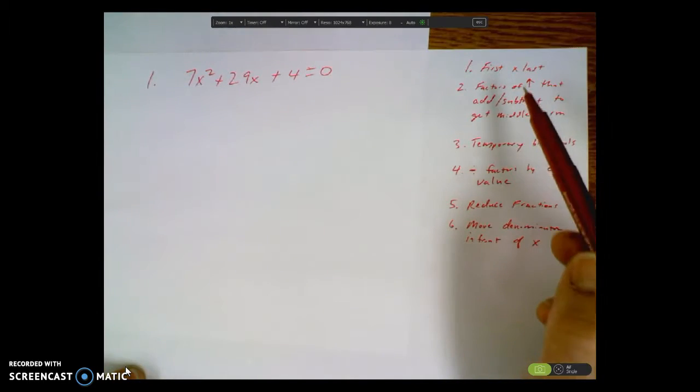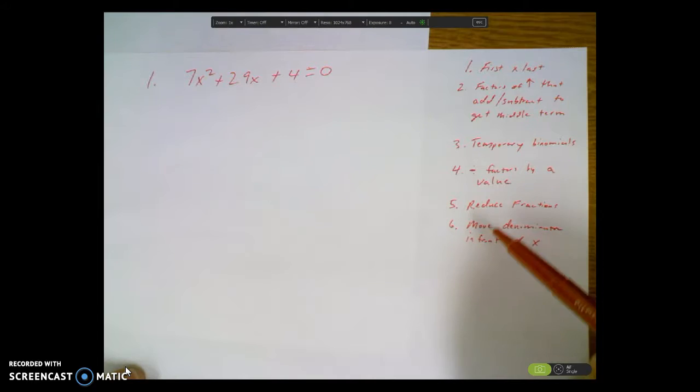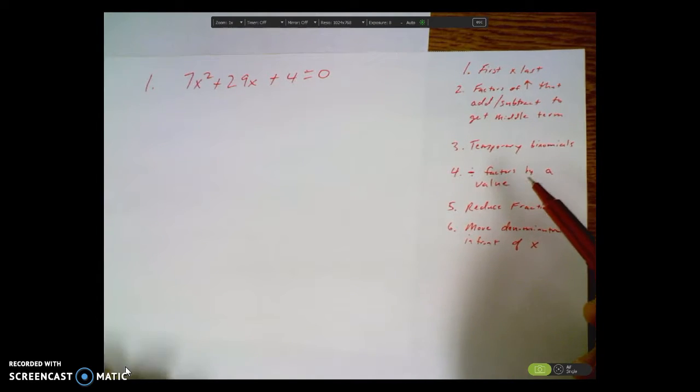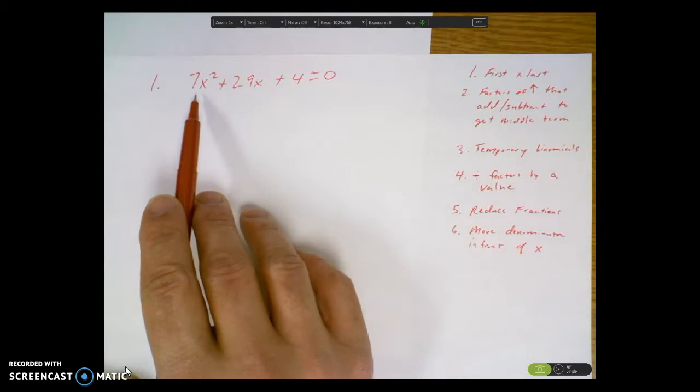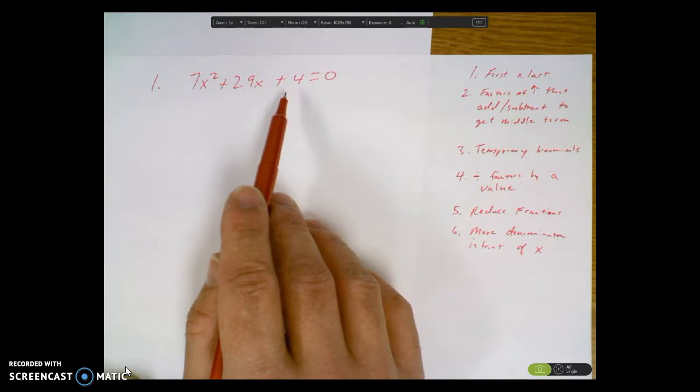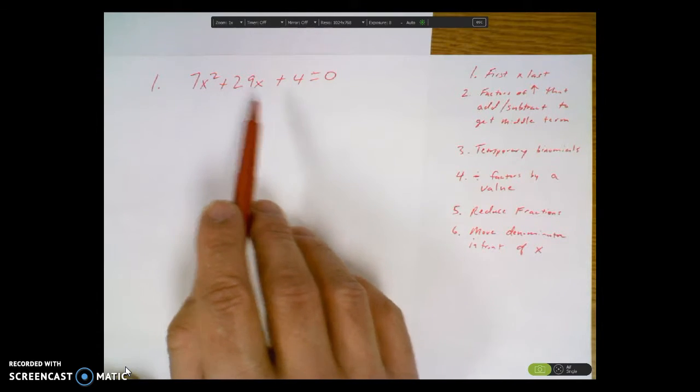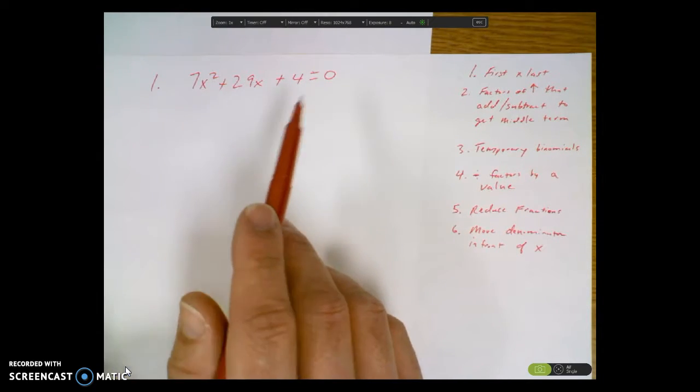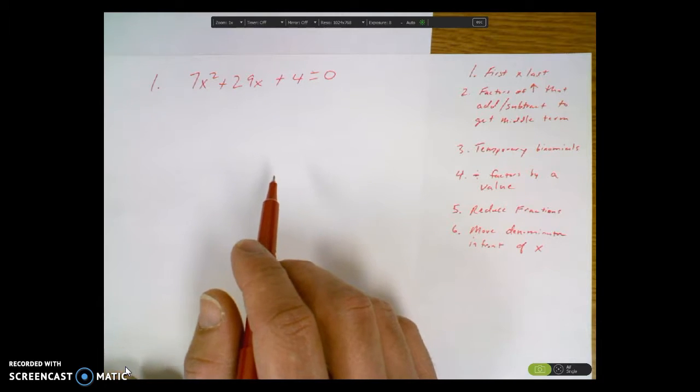So I have those cheat sheet notes on the side that we're going to check off as we go through the problem. All right. And the first thing I always want to check for is a GCF. So is there a GCF of 7, 29, and 4? There is not, and not every term has an x or a variable, so we can't factor out a variable either. So we are ready to factor.